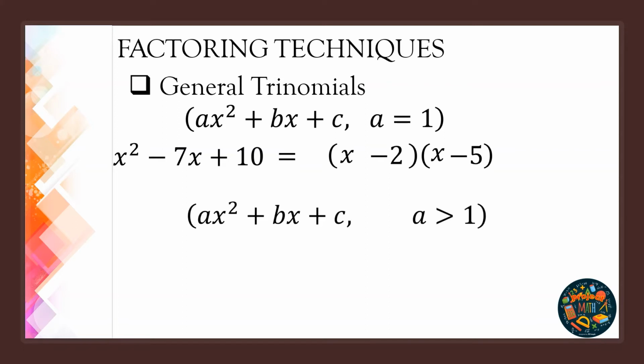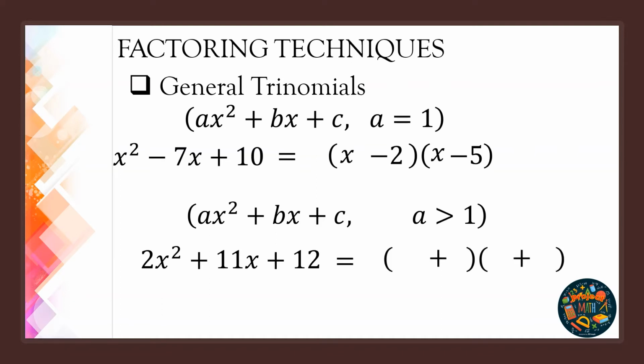Kung ang general trinomial A is greater than 1, for example, we have 2x squared plus 11x plus 12. Ang coefficient o numerical coefficient ng x squared is 2, which is greater than 1. We can use here a trial and error method. So, meron tayong binomial. Parehas na positive na ang nandito dahil ang last term at ang second term natin ay positive. Okay, just simply get the factors of 2x squared.